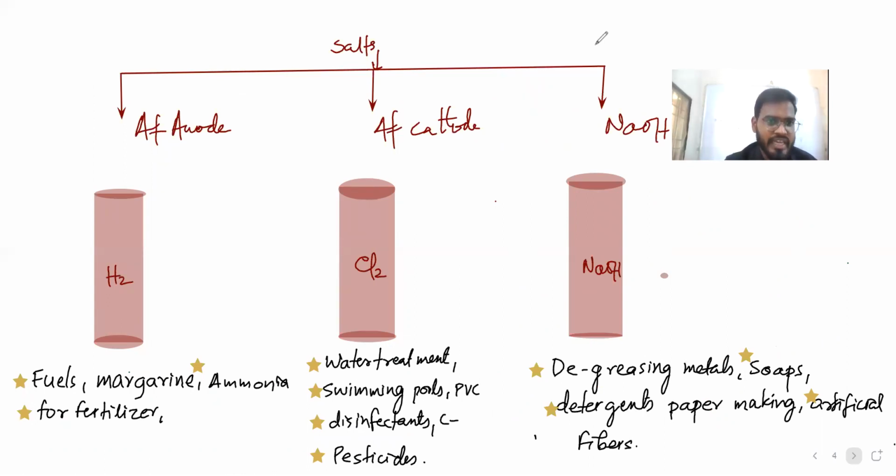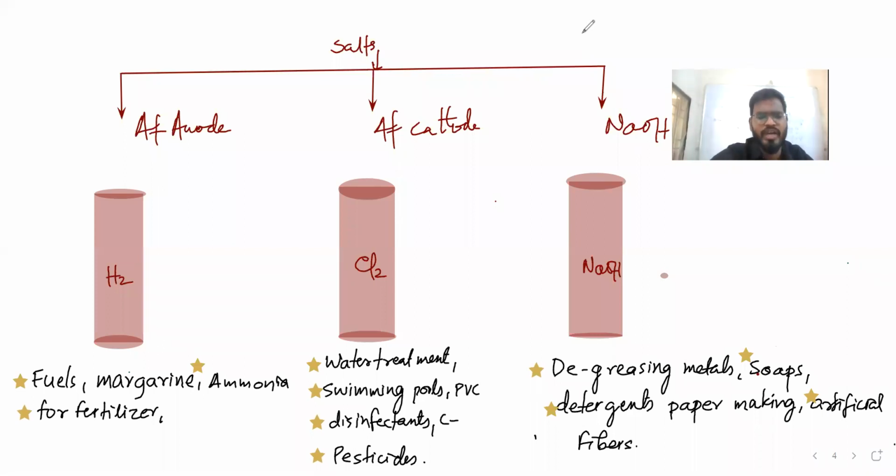At the anode, H2 and Cl2 form, and at the cathode, NaOH forms. Now the uses of H2: it is really explosive, so it is used as fuel. Second, it is used for margarine. Margarine means converting oil to fat.